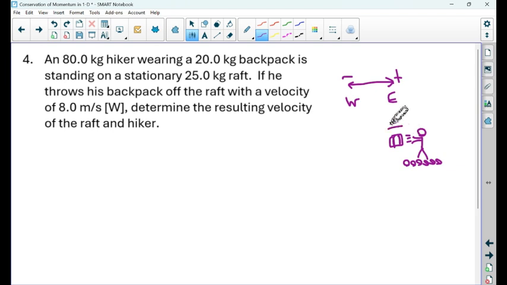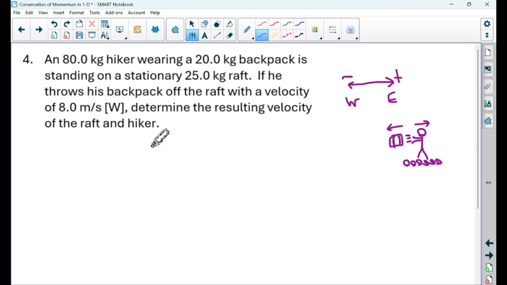That means the backpack's going to move that way, and the hiker, to conserve momentum, is going to move back the other direction. But the hiker probably weighs a lot more than their backpack. In fact, we know they weigh 4 times as much. So the velocity is not going to be equal. The backpack's going to move a lot more quickly than the hiker.